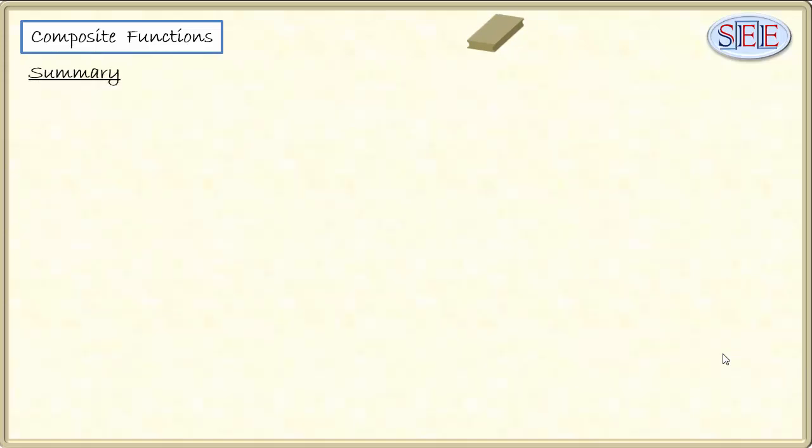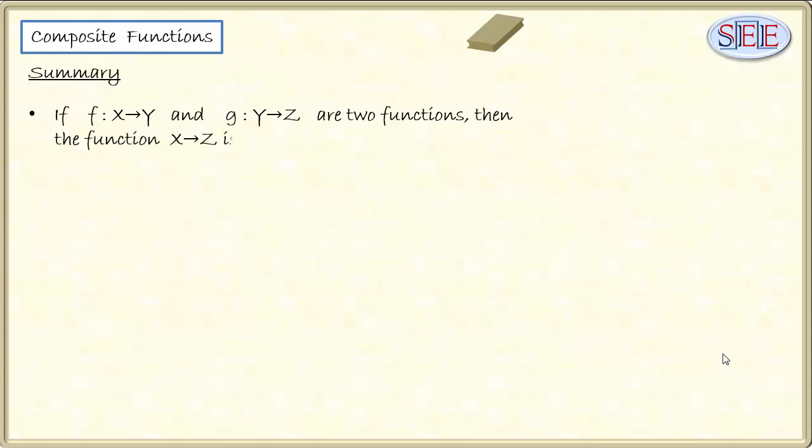And this is the end of this lesson. Let us now revise some of the things that you have learned in this lesson. In this lesson, you have learned that if f is a function from x into y, and another function g from y into z, if these are two functions, then the function that will pick each and every element from x into z is called the composite of g of f.